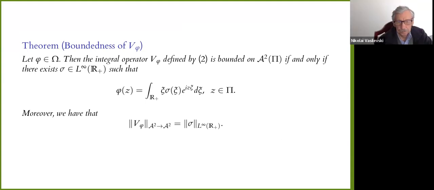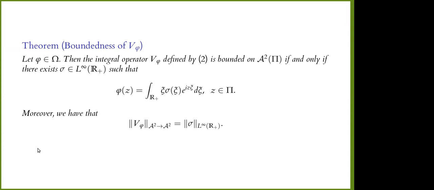Okay. So we have this boundedness result. Whenever phi is coming from omega, the integral operator V phi we defined in equation 2 is bounded on A2 pi if and only if there exists sigma coming from L infinity of R plus such that phi and sigma satisfy this relation. In fact, we get that the operator norm of V phi is the same as the L infinity R plus norm of sigma.